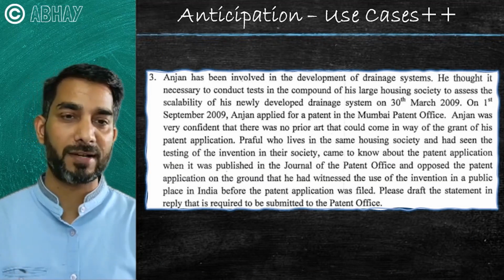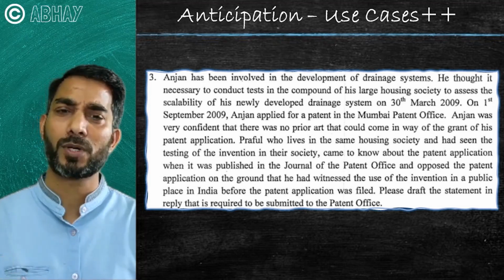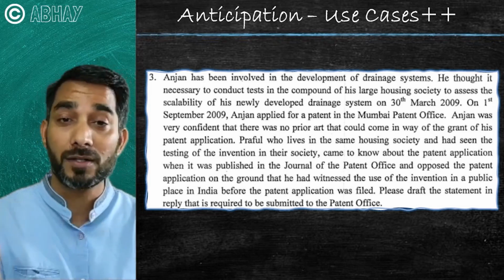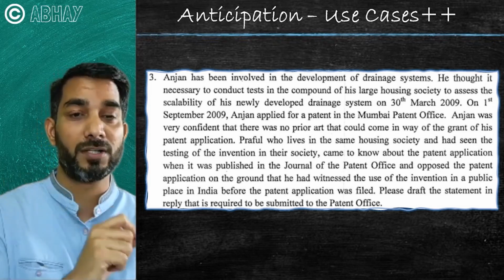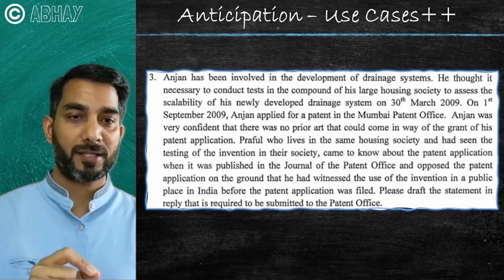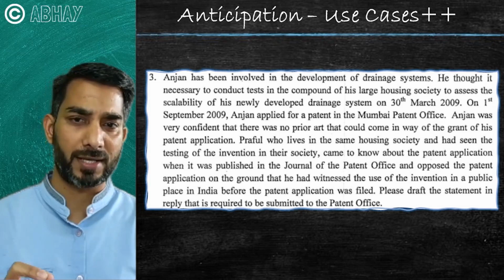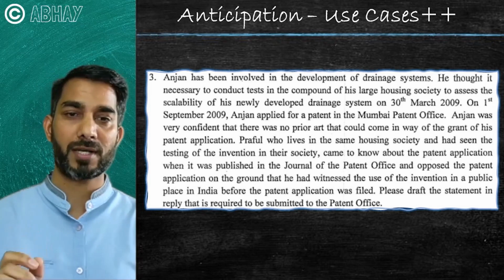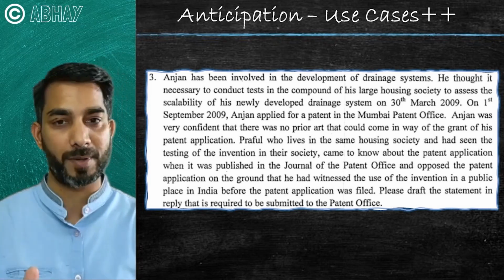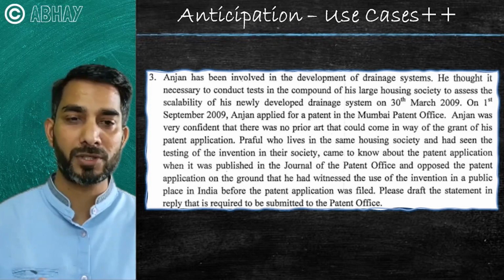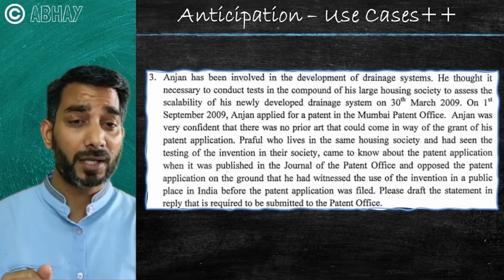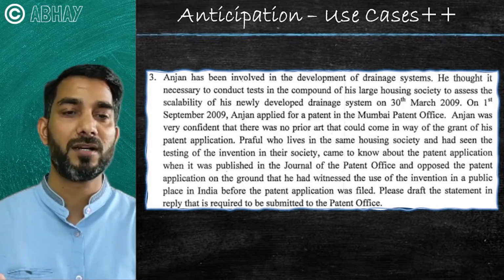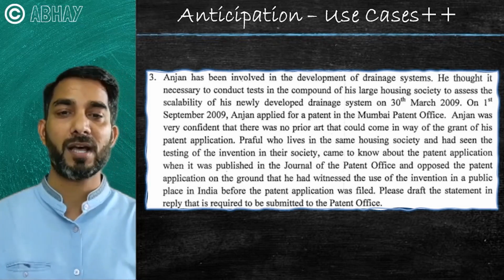Anjan has been involved in the development of drainage systems. He thought it is necessary to conduct tests in the compound of his large society. He thought it was necessary to conduct the test, underline, public working of the invention for reasonable trials, on 30th March 2009. On 1st September 2009, very good, within 1 year, he applied for a patent in the Mumbai Patent Office. Anjan was very confident that there was no prior art that could come in the way of grant of his patent application. Praful, who lives in the same housing society and had seen the testing of the invention, came to know about the patent application and opposed it on the ground that he had witnessed the use of the invention in a public place in India before the patent was filed.